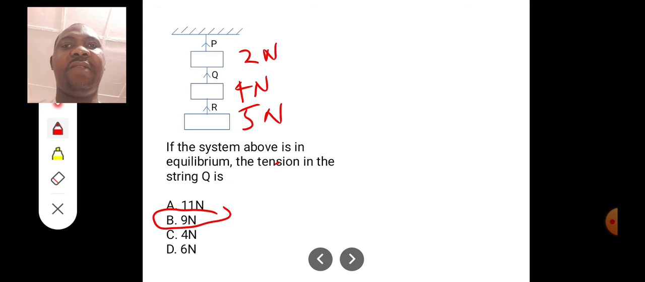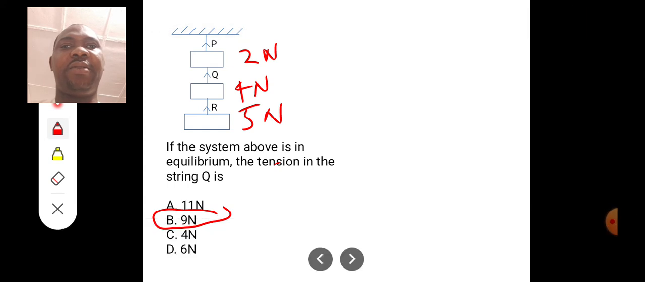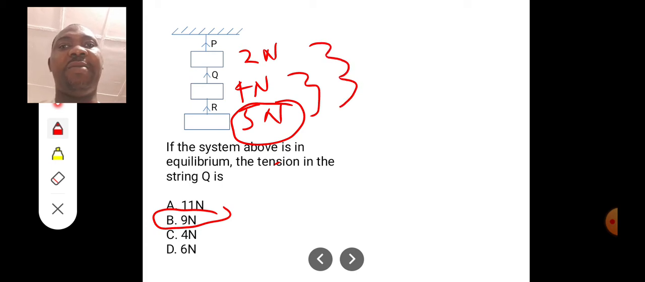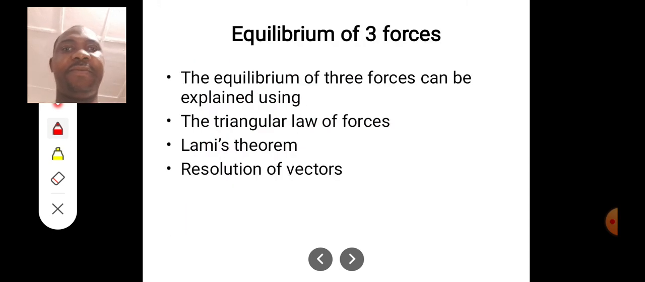But if I want to know the tension at R, it will be just 5 newtons. The tension at Q will be 4 plus 5 newtons. The tension at P will be 2 plus 4 plus 5, because all of them are acting on P. Their weight is pulling P down. Okay, so that is for that.